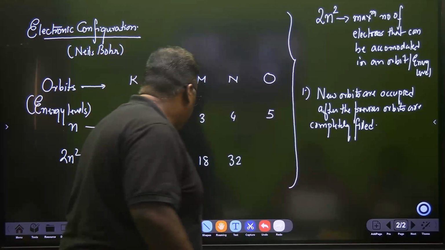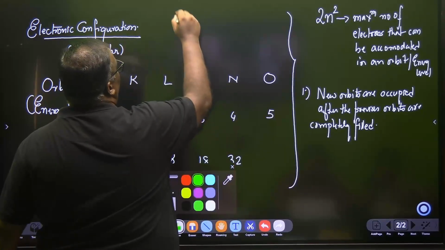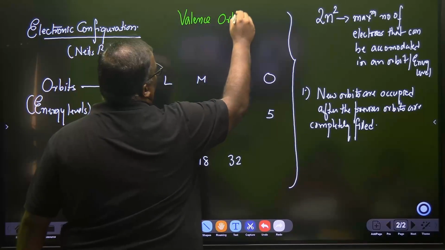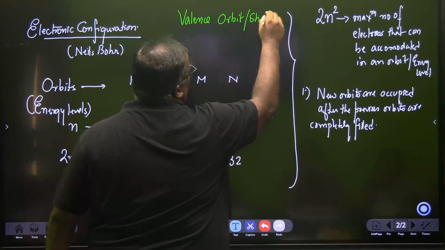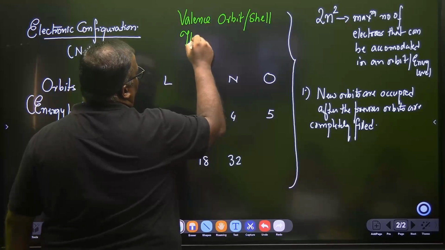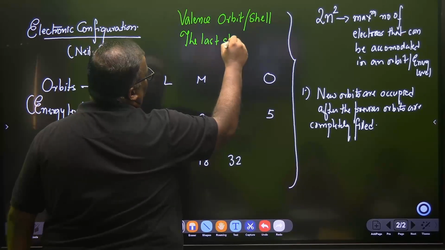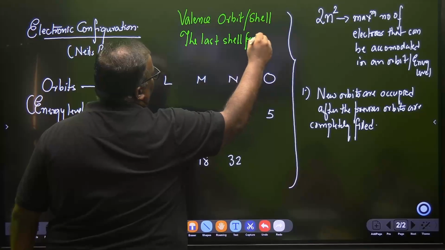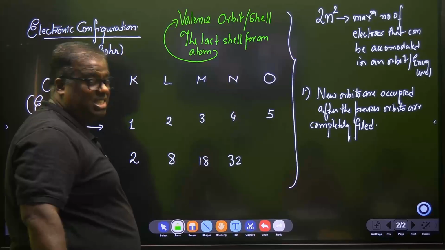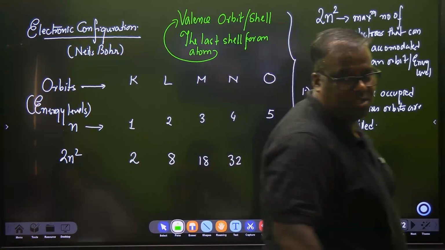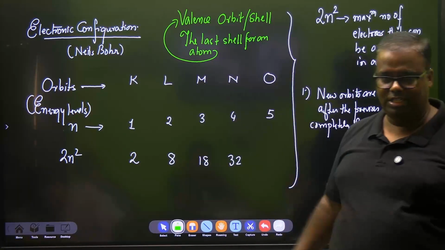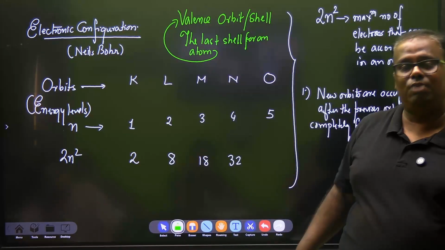Now we have to understand another term, which is known as valence orbit, or they may say the word valence shell. The last shell for an atom will always be known as its valence shell, and this is something most important. This is where all the magic will happen. An atom will have various orbits, and the last shell will be known as the valence shell.